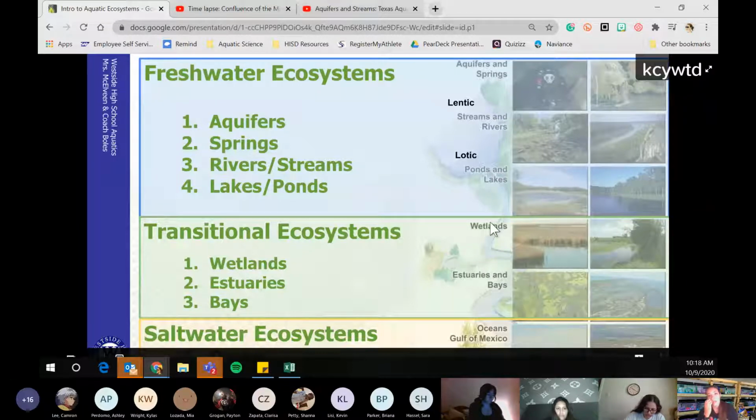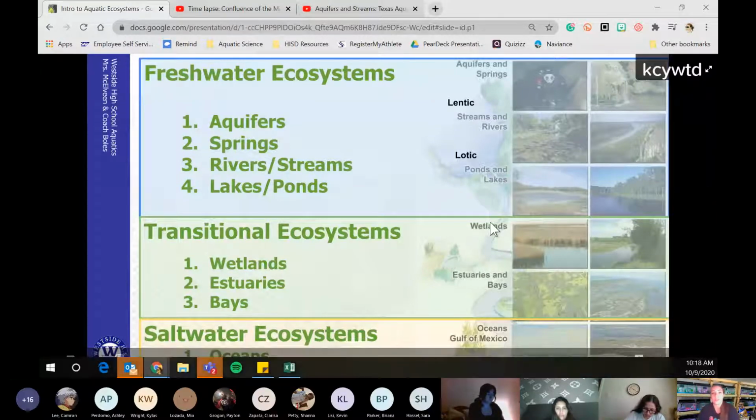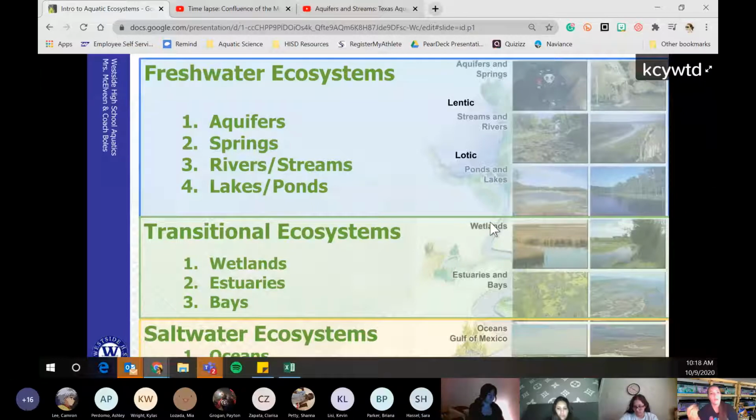All right, transitional ecosystems are the ones that are salt and freshwater mixed together. And so those include wetlands, estuaries, and bays. Wetlands is kind of that cushiony area between the water and the land that protects the inland areas. Wetlands are the area that have the most aquatic life. That's where a lot of wetland species, be it birds, reptiles, fish, all go to reproduce and get their lives going. Estuaries is where rivers meet the ocean.